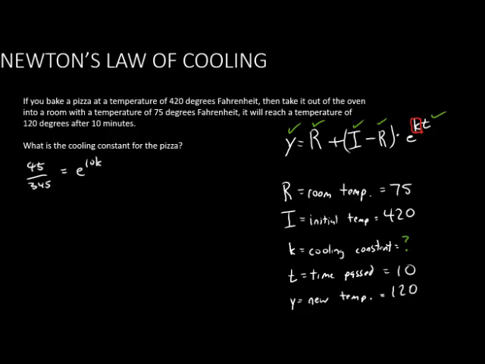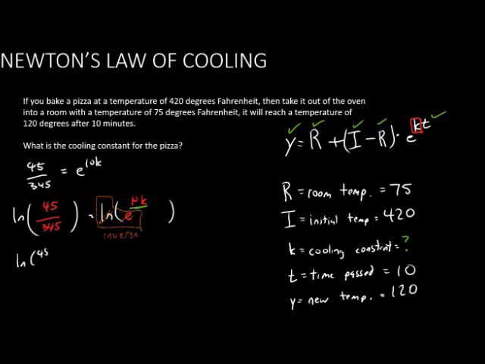On this next page, we'll take ln on both sides. The left will now say ln of 45 over 345. On the right, we will have ln of e to the 10k. However, ln and a base e exponential are inverse functions. Since these are inverse functions, we can cross out ln and cross out the e and leave the 10k behind. This will give us ln of 45 over 345 is equal to 10k.